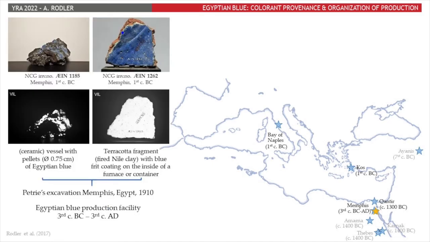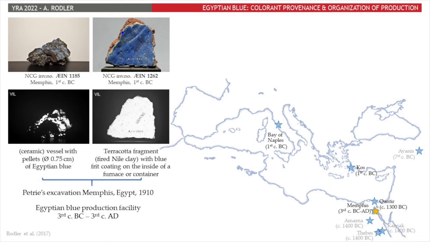Now here again, you can see the slag that I just showed you before, just at a slightly different angle. So the fused Egyptian blue pellets on the slag, and then to the side, from the same production facility at Memphis, is a terracotta fragment with blue frit coating on one side. It might have been the inside of a furnace or a sort of container. And the images below are the VIL images that I explained earlier. It's a technique to visualize copper as part of the Egyptian blue.